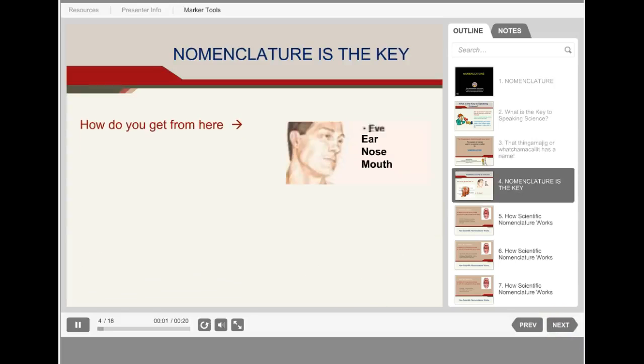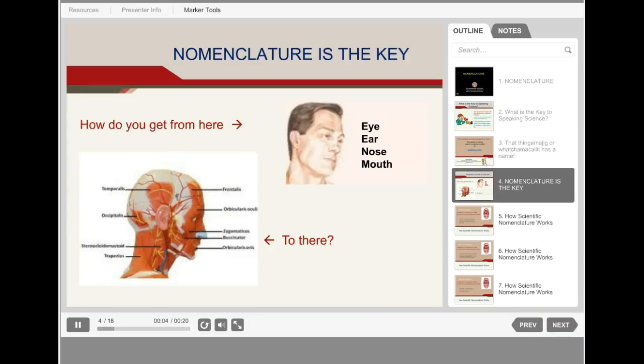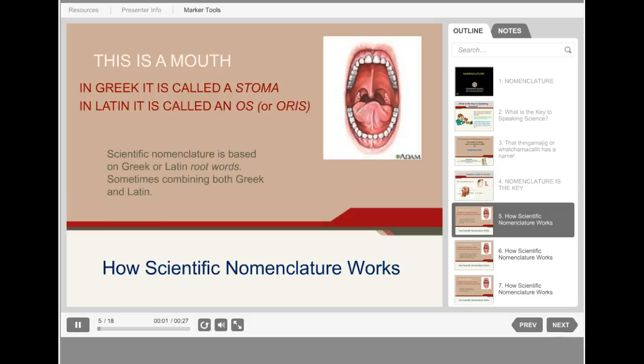How do we get from basic lay terminology to understanding and being able to use scientific terminology? Common language is not specific enough. Nomenclature is the key that opens that door. Here is an example. This is a mouth. In Greek, it is called a stoma. In Latin, it is called an os or oris.